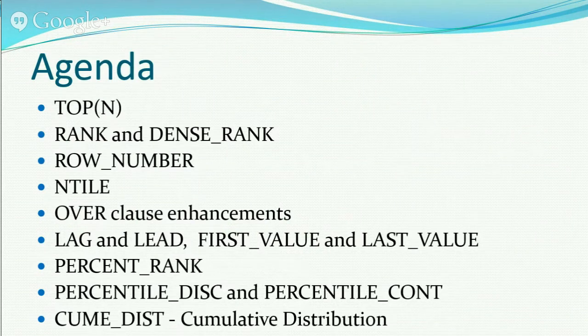This week, what we're going to cover, a pretty big list of things here, but we'll get through it in the time we have. How to use the top function. And this is one of those that Aaron will be presenting, and although I've used the top function many times, I learned a few things from what he's put together. Rank and dense rank, as well as using row number, the Ntile function, and OVER clause enhancements. Previously we did cover a few things on the OVER clause. We'll go into a little bit more depth there. We'll take a look at some of the analytic functions, which include lag and lead, first value and last value, followed by percent rank, percent discrete, percent continuous, and cumulative distribution.